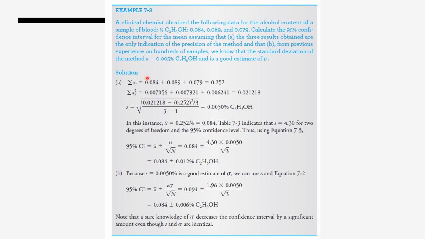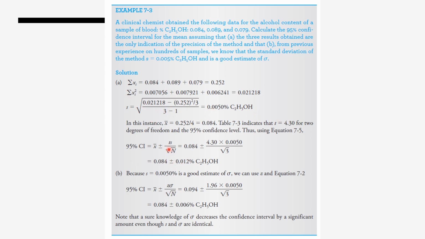So take note that the standard deviation is a good estimate of your population standard deviation. Sorry, the S is the standard deviation and sigma is the population standard deviation, and the mu is your population mean. So if you would calculate right here the value of your t or the value of your standard deviation, we can get this data.